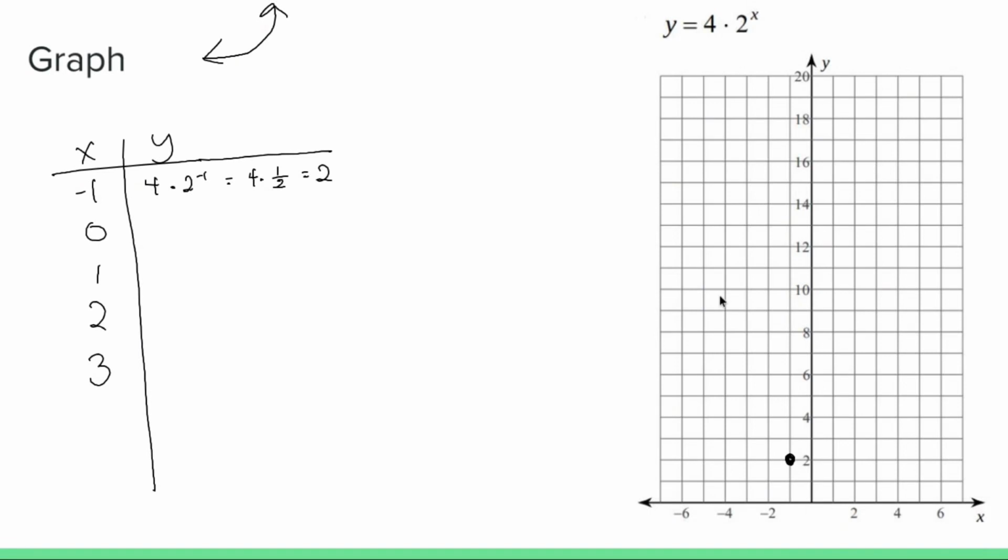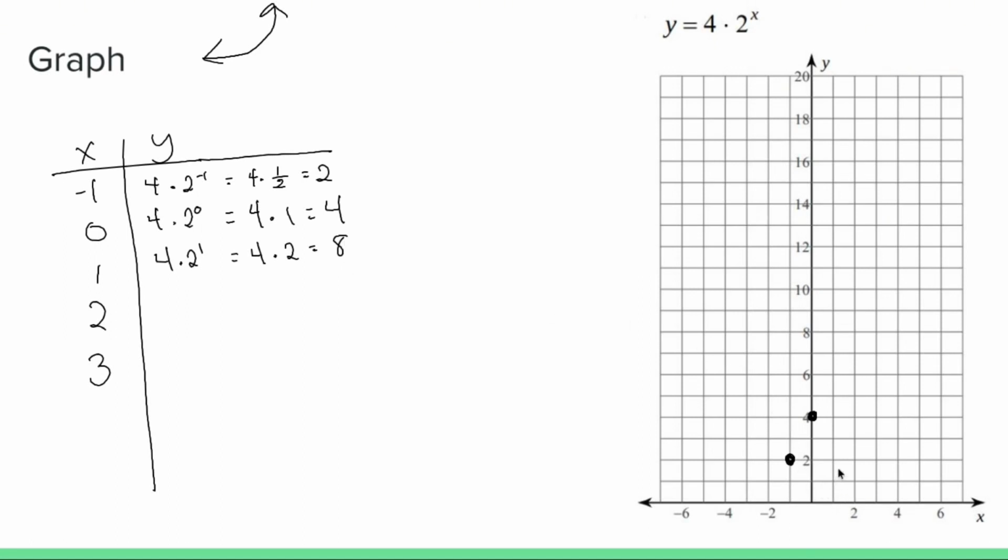Now we're going to see patterns emerge pretty quickly, which is going to make our life easier, and maybe we could stop using this table over here. 4 times 2 to the 0 is going to be 4 times 1, which is going to be 4. So I get the point 0, 4. 4 times 2 to the first is going to equal 4 times 2, which is 8.